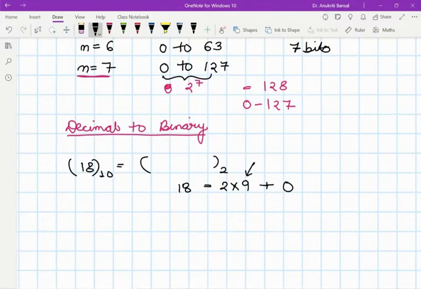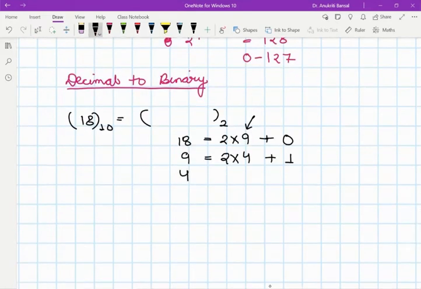Okay. I take this 9 and again divide it by 2. So I have 4 as quotient and 1 as remainder. Again I take 4 divided by 2. I have 2 as quotient and 0 remainder. Again I take 2. So I have 1 as quotient, 0 as remainder. Since we have 1 as quotient, we will stop here.